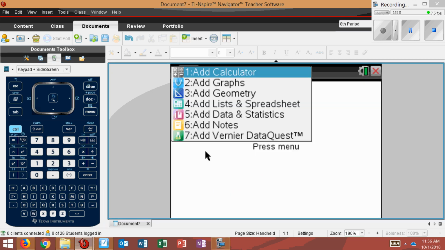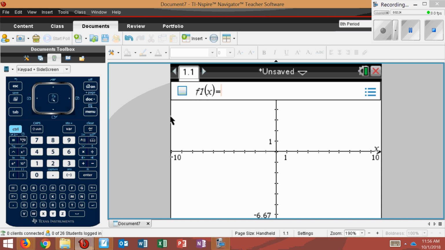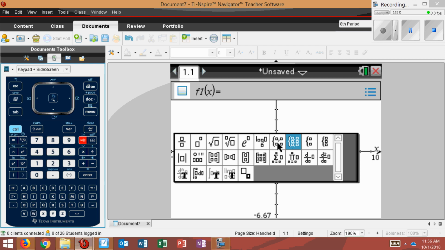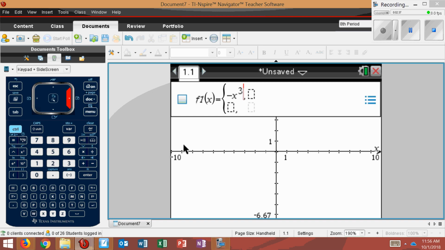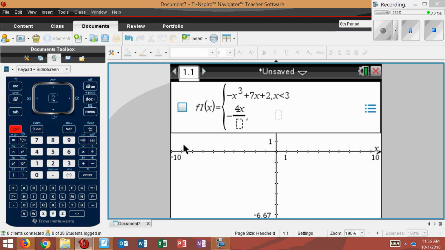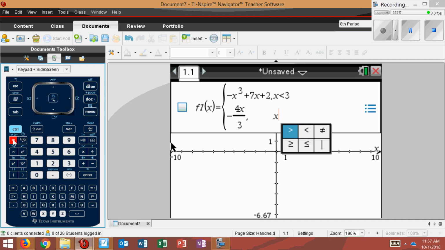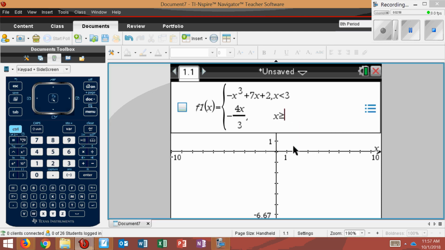So to graph piecewise, you go to this button next to 9. It's hard to see, but that's an absolute value symbol, and then next to it's the piecewise symbol. I have 2 equations, so I'll choose this one. My first equation was negative x cubed, and then I added 7x, and then I added 2, like that, and this is when x is less than 3. And over here I had negative 4x divided by 3, and this is when x was greater than or equal to 3. You do control equals for greater than or equal to.